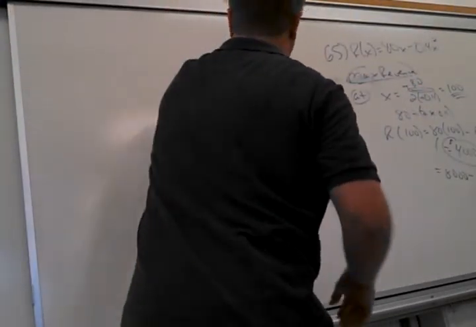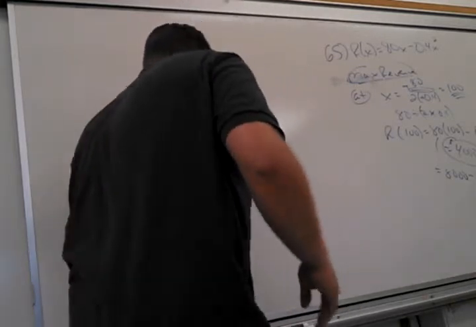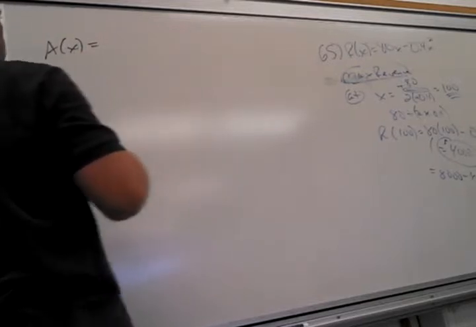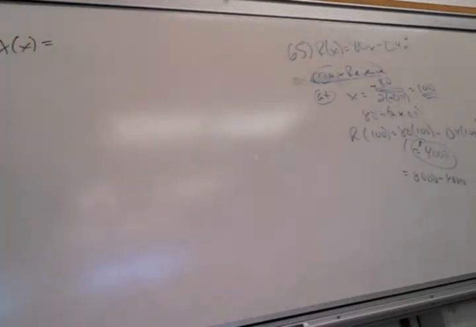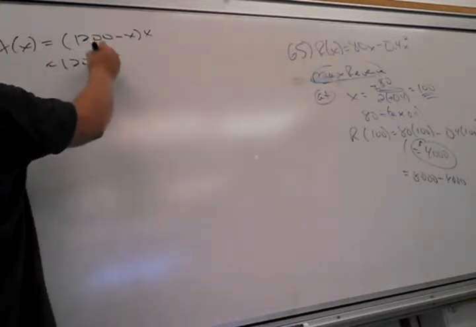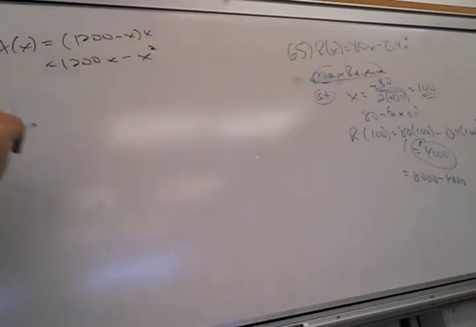For this problem, what's the function we're working with? Part A. What's the area? Length times width. So it'll be 1200x minus x squared. Therefore, you know that this has what kind of area? Max or min?